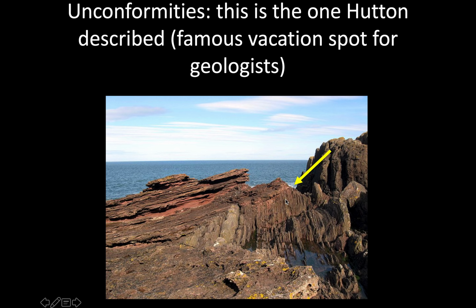So here is the first unconformity ever found, or ever named. Hutton found it, okay? And this is Siccar Point in Scotland. It's an incredibly famous vacation spot for geologists. But you see here that this rock here and this rock here are totally different. See how they're changing directions? This rock is pointing straight up. This rock is going from side to side. That is indicative, meaning likely showing an unconformity, meaning something between those two is missing.